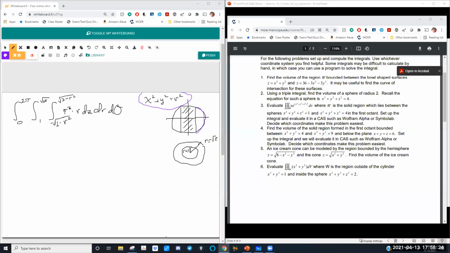All right, so let's talk about spherical. Now, the nice thing about spherical is our outer limit is a sphere. The thing that'll make it a little tricky is right here. Our inner limit on rho is not a sphere. It's actually part of this cylinder.